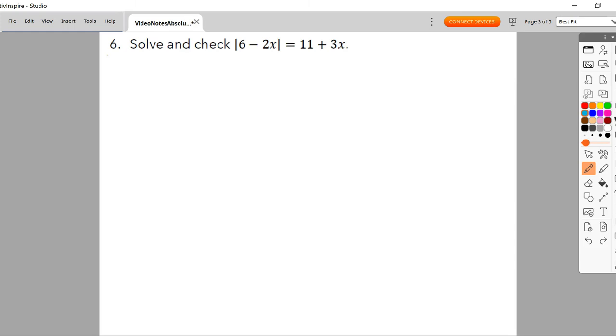In example number 6, we're going to go ahead and solve and check the absolute value equation. Remember, to solve, we go ahead and keep the expression the same inside the absolute value, and we set it equal to the 11 plus 3x. Again, since the absolute value is all alone, we set our second equation, second possible answer, 6 minus 2x, equal to the negative of that expression.